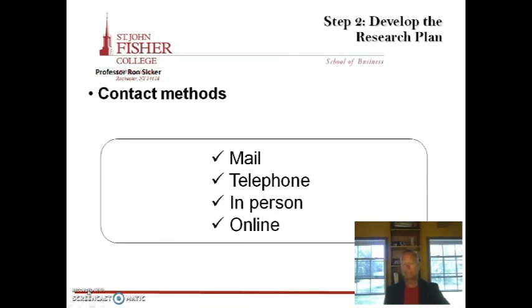And then, of course, you develop your research plan. How are you going to get this sampling information? You're going to do it by mail, telephone, in person, online. The cheapest way, obviously, is online, is to try to roll a Qualtrics survey through social media. When I do research at St. John Fisher, that's how we do it.